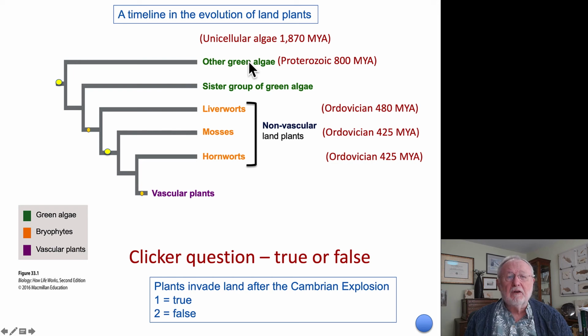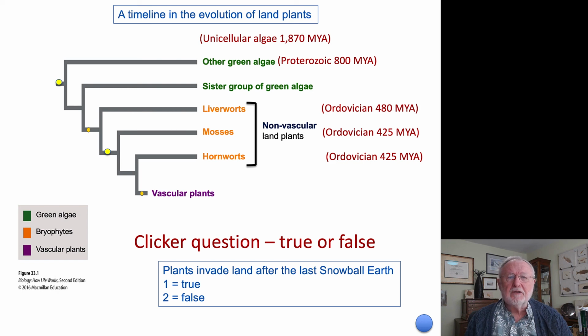So here we have a clicker question, true or false? Plants invaded land after the Cambrian explosion. The answer is true. The Cambrian explosion was about 542 million years ago, and plants didn't invade land until 480 million years ago.